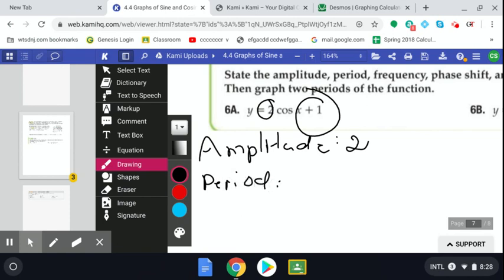The period is 2 pi over b. In this case, b is 1, so 2 pi. And then they want to know the frequency. The frequency is going to be b over 2 pi, or absolute value of b over 2 pi.